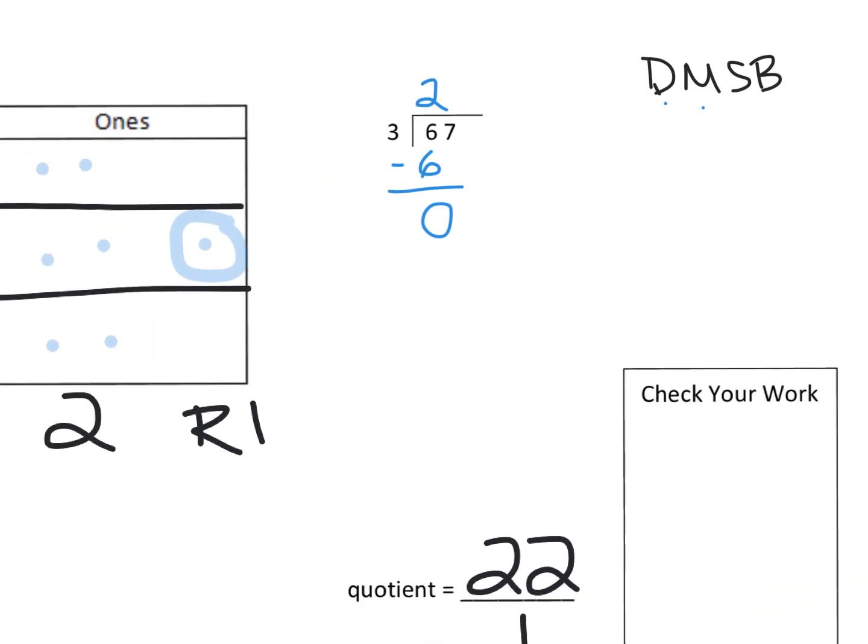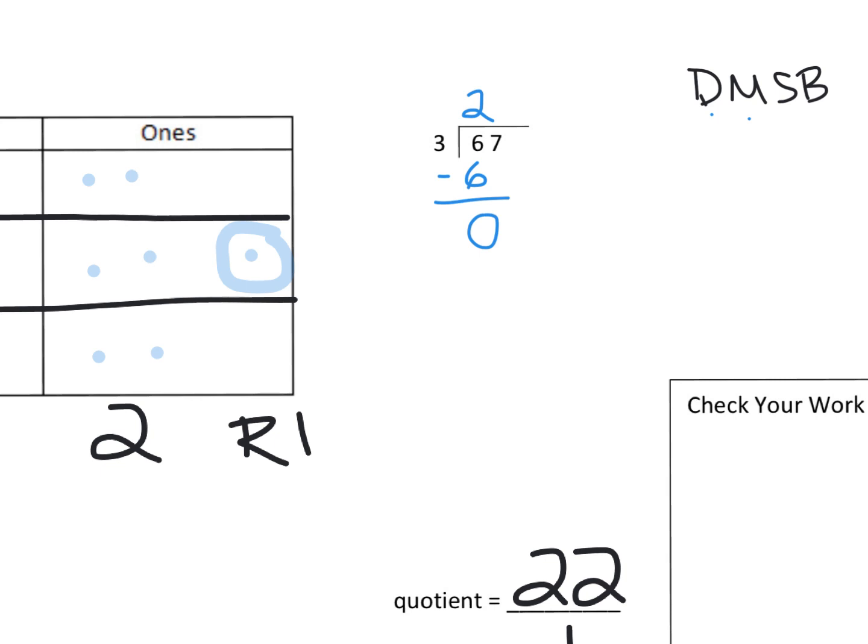Now I'm going to move on to the ones place here. Once I subtract, I bring down, and I have something to bring down this time. I have that 7 to bring down. So now I'm going to take this 3 and divide it into 7. And 3 goes into 7 2 times. I then multiply, because after you divide, you multiply. And 2 times 3 is 6.